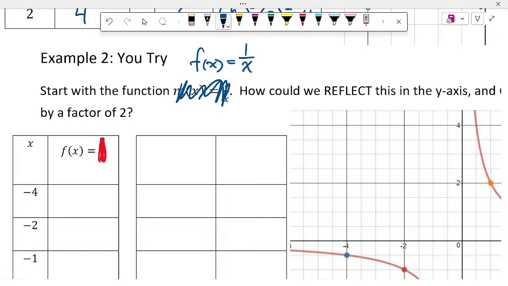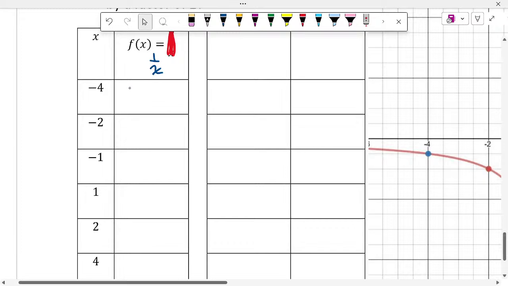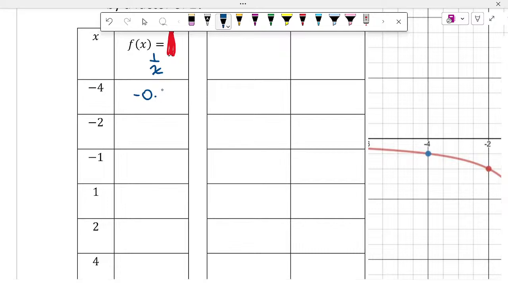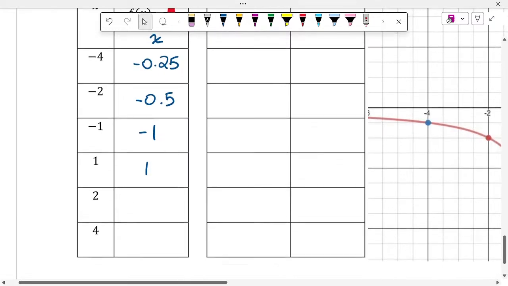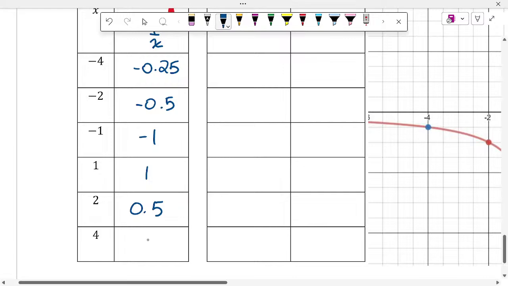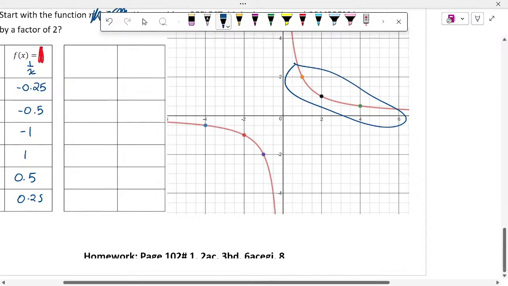I will forget. Okay. This is 1 over x. I'm sorry about that. So, what's this one then? 1 over -4 would be negative 0.25. 1 over -2 would be negative 0.5. 1 over -1 would be -1. 1 over 1 would be 1, 1 over 2 would be 0.5. And 1 over 4 would be 0.25. Good. Do we see those points here? Yep.